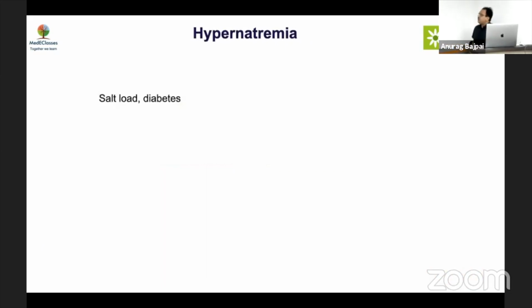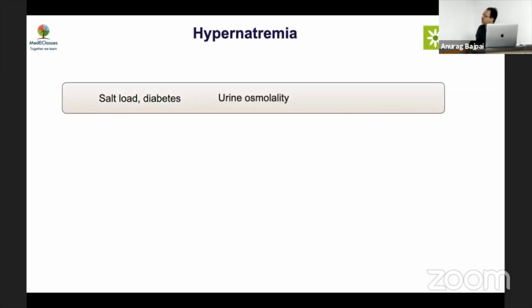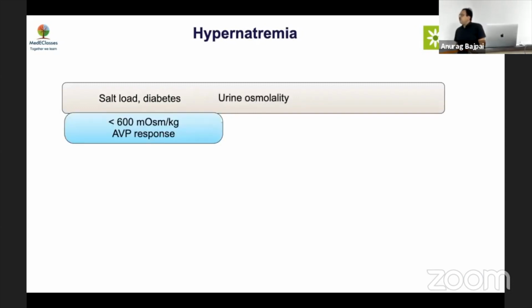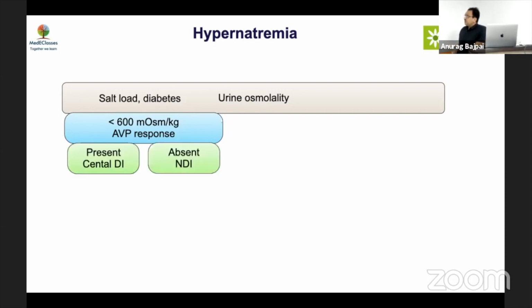So if you have hypernatremia, look at salt load and diabetes insipidus. In that setting, look at urinary osmolality. If you have hypernatremia, concentrated blood, the urine should be concentrated. But if you have an osmolality less than 600, this becomes DI. No water deprivation test required. If the response is there, it is central DI. If it's absent, it is nephrogenic DI.